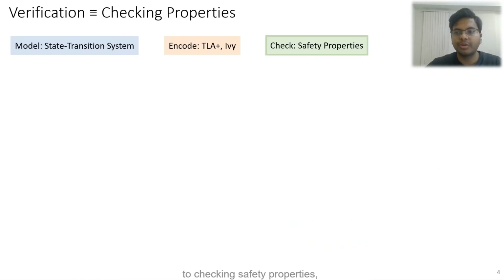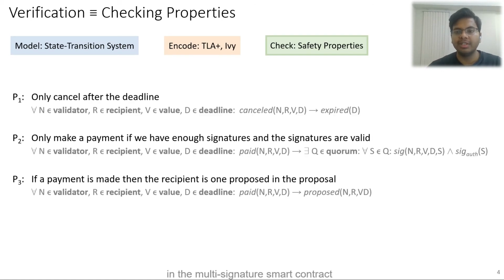Verification basically boils down to checking safety properties, whether a safety condition is always followed or not. For example, in the multi-signature smart contract, we have three properties, P1, P2 and P3. Here are their English descriptions as well as their logical formulation. P1 says only cancel the transaction after the deadline has expired. P2 says make a payment only if we have enough signatures. And P3 says that the payment recipient is always the one that is proposed in the transaction.